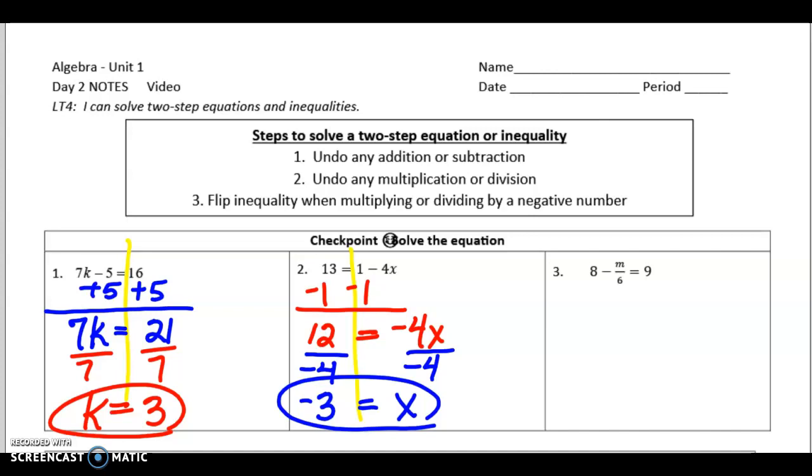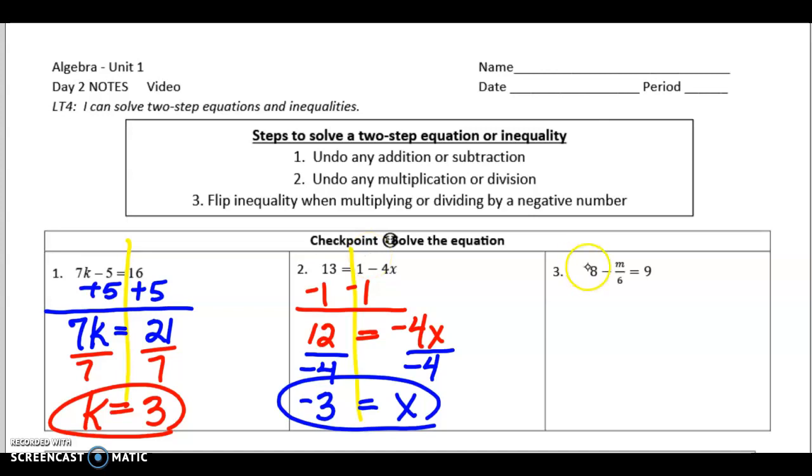If I placed a negative 3 into the original equation, I would get a true statement, because 1 minus 4 times negative 3 becomes 1 plus 12, and 1 plus 12 is 13.